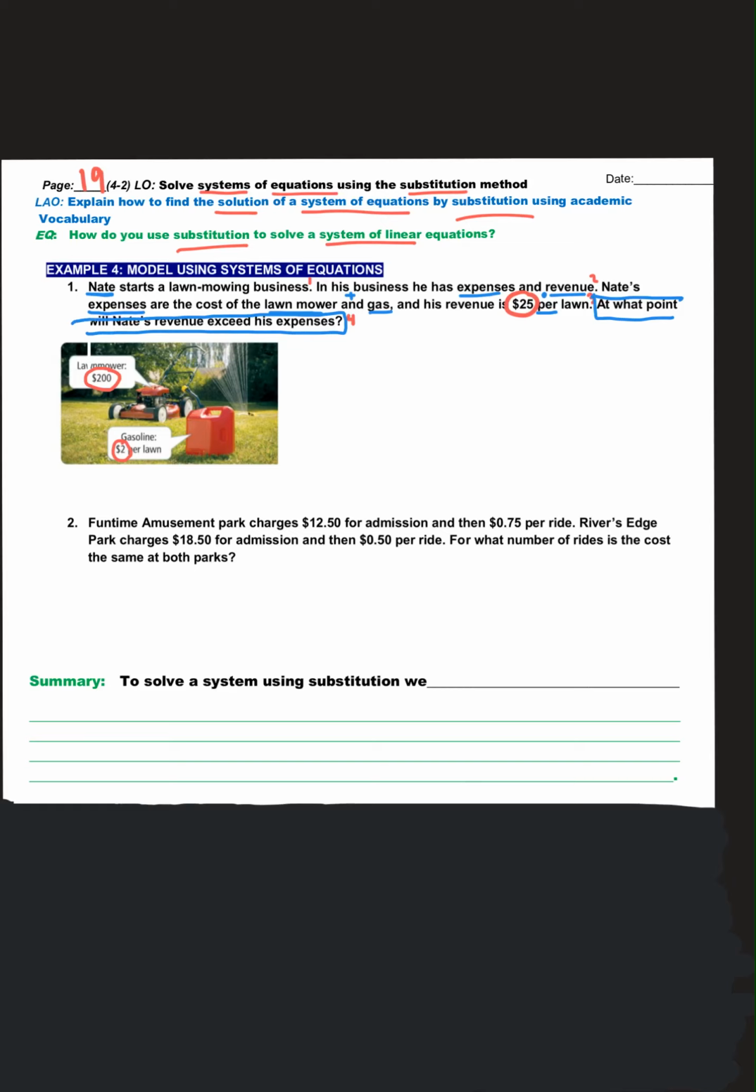Okay, so the first thing that we're going to do is create our system. So let's figure out what X and Y represent. X is going to represent something and Y is going to represent something. Let's let X represent lawns, number of lawns, because I do see a per lawn, so I need to have a lawn situation. And then let's let Y equal, well, we're also talking about money, right? So let's have Y represent a dollar amount.